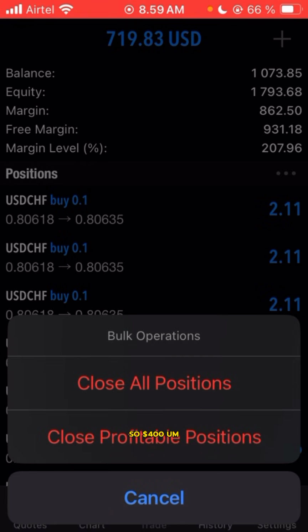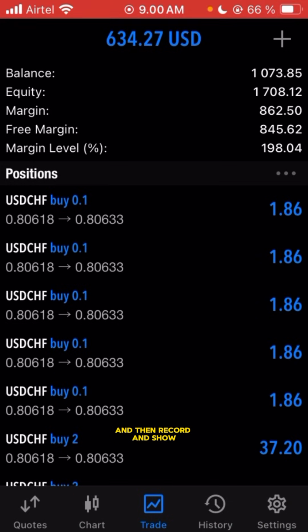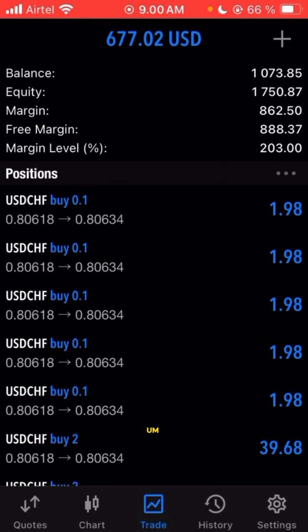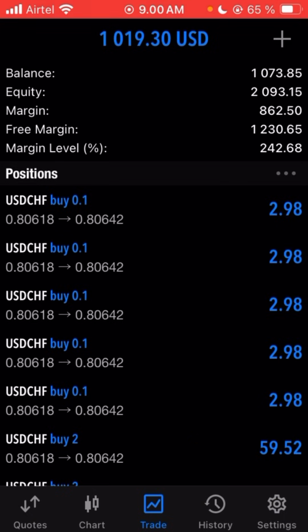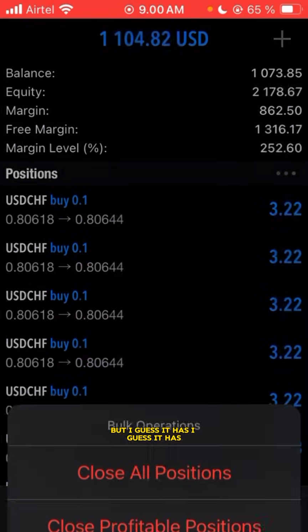So $400 wasn't that bad, but I just left it there because it's not easy though. I know it's going to be a buy. It's obvious from the news, from everything. It's obvious it's a buy, so I have to leave it. I would have closed the trade and taken the loss and then recorded and shown you guys, but nah. So anyways, the market gave us this profit, so I was hoping it would give us $2,000 as total balance, but I guess it has.